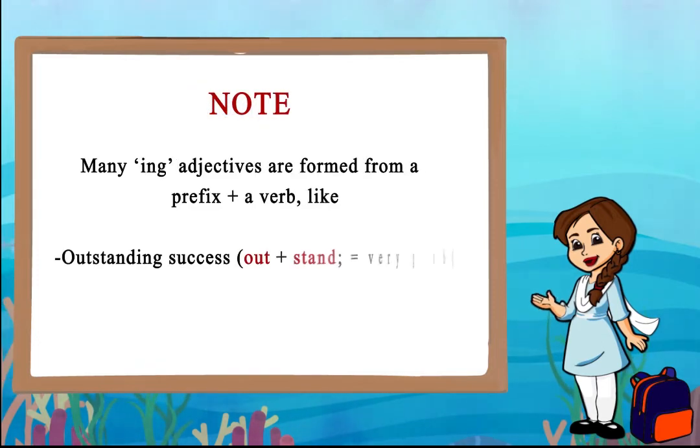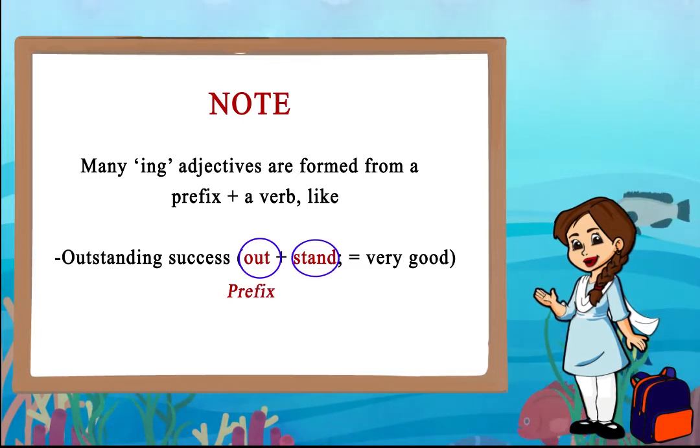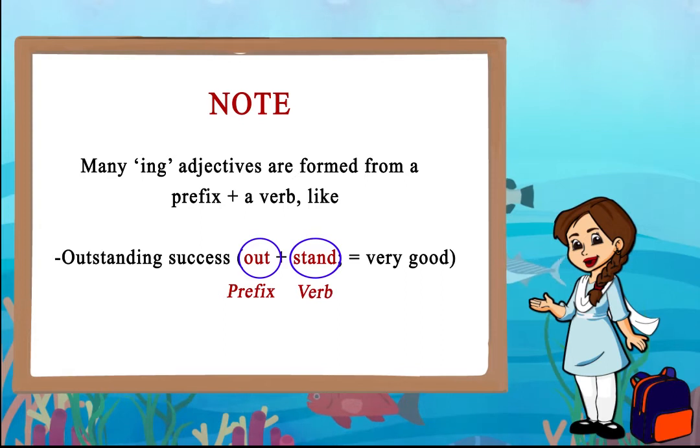Note: many ing adjectives are formed from a prefix plus a verb, like outstanding success. Out plus stand equals very good. Out is a prefix. Stand is a verb.